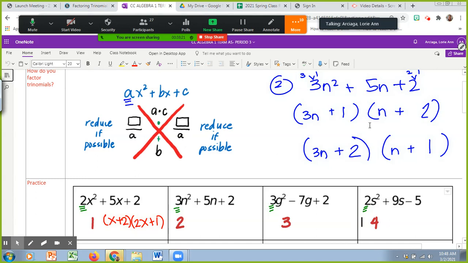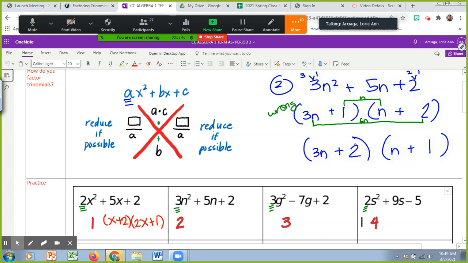So now, how do we know which one is right? You have to multiply this. That's going to be n. And then the outer ones, that's going to be 6n. If you add them, do you get 5n? If not, then that's not the answer you want. So this is wrong. Let's try again.